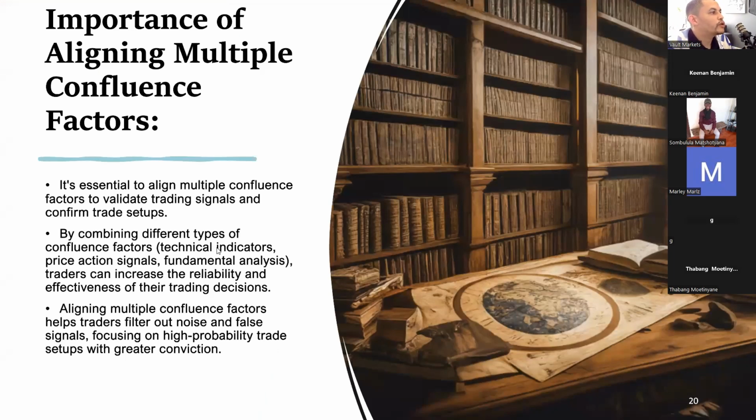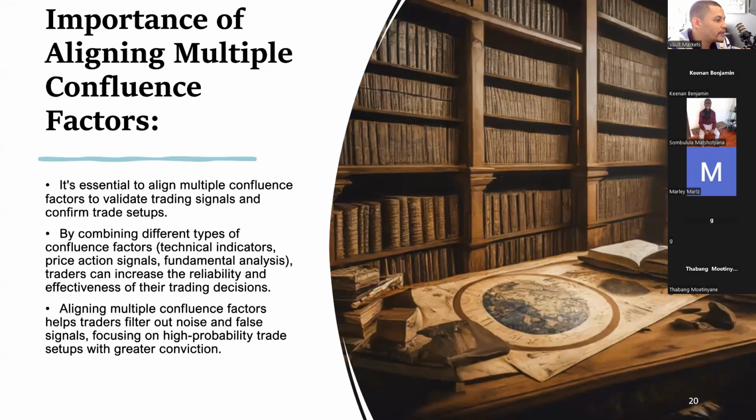So also the importance of aligning multiple confluence factors. It's essential to align multiple confluences to validate your trading signals and to confirm your trading setups. Meaning you always want to see your confirmation. You always want to see things fall together, because otherwise you are just blindly taking a trade. You might as well just flip a coin.